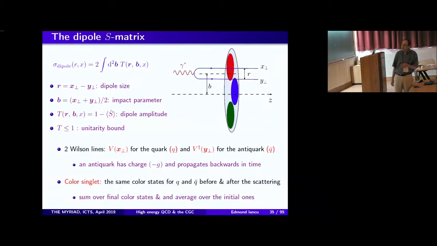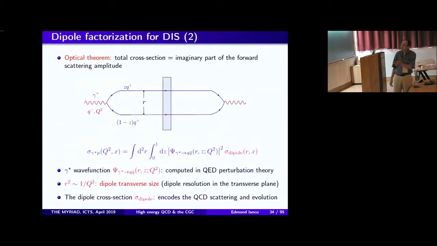These two Wilson lines must be traced over color. Why traced over color? Because I start with a color singlet state. So the color indices on the quark and the anti-quark should be the same and it should be averaged over. And I want to compute the forward amplitudes. I want to end up again in a color singlet state, as I've shown here. So I also have to make a sum over the final colors. So the sum and average over the initial colors and the sum over the final colors creates altogether a color trace.